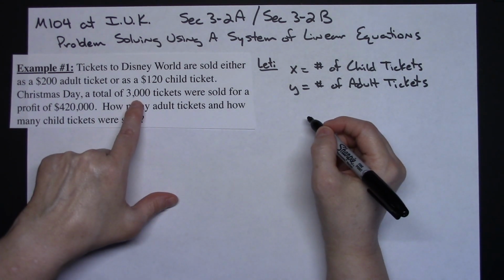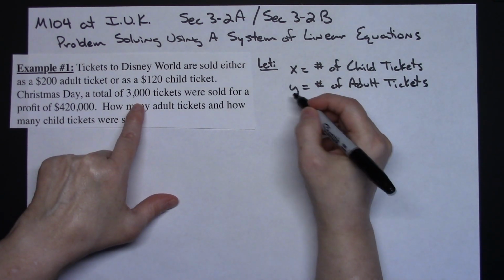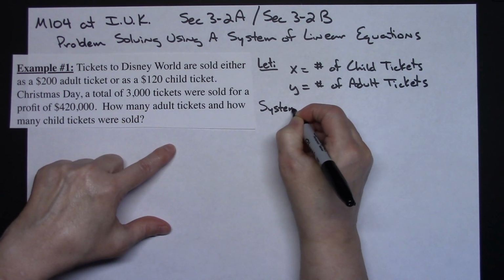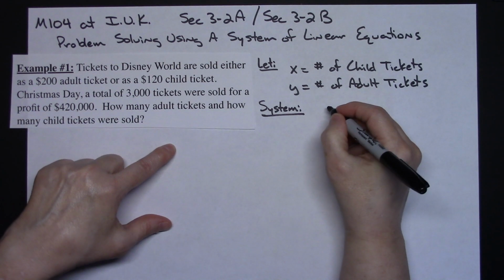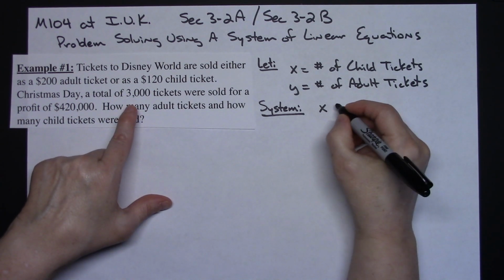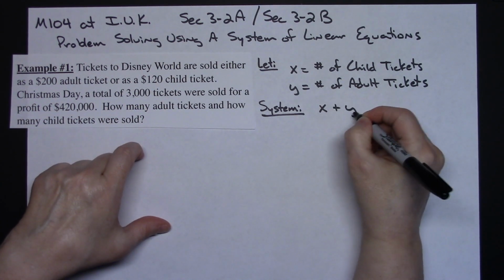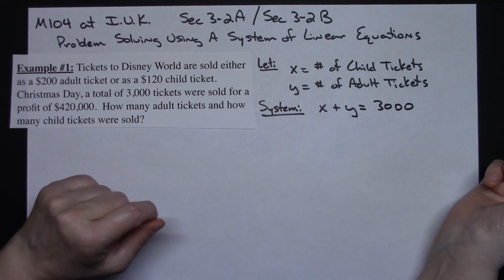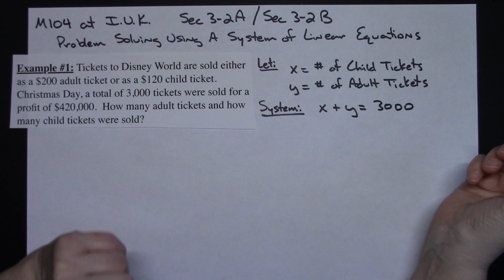So I've got a total of 3,000 tickets. So if I add these two up, here, let's write my system. I'm not going to write the whole word out there for lack of room here. System of equations. If I add the number of child tickets plus the number of adult tickets, and there's 3,000 sold, then there's one equation based on the number of tickets: X + Y = 3000.